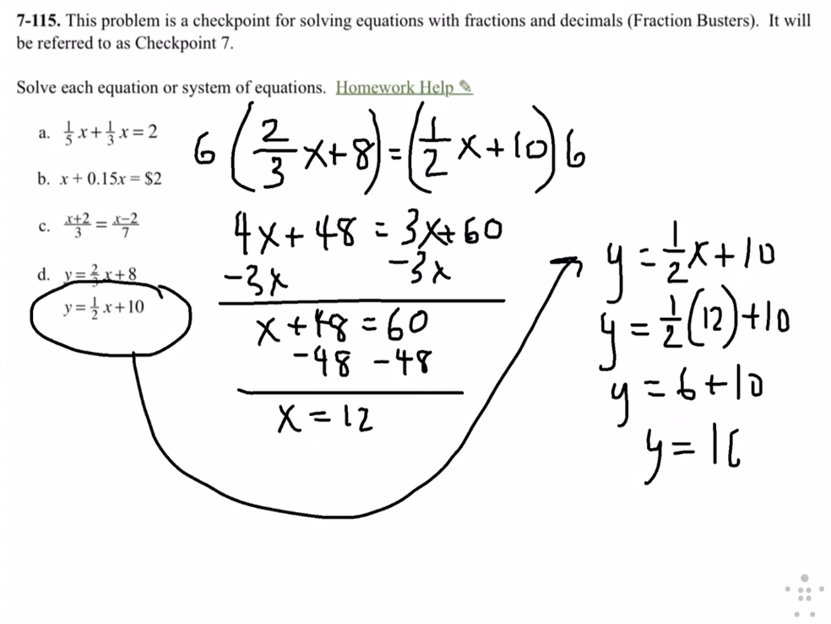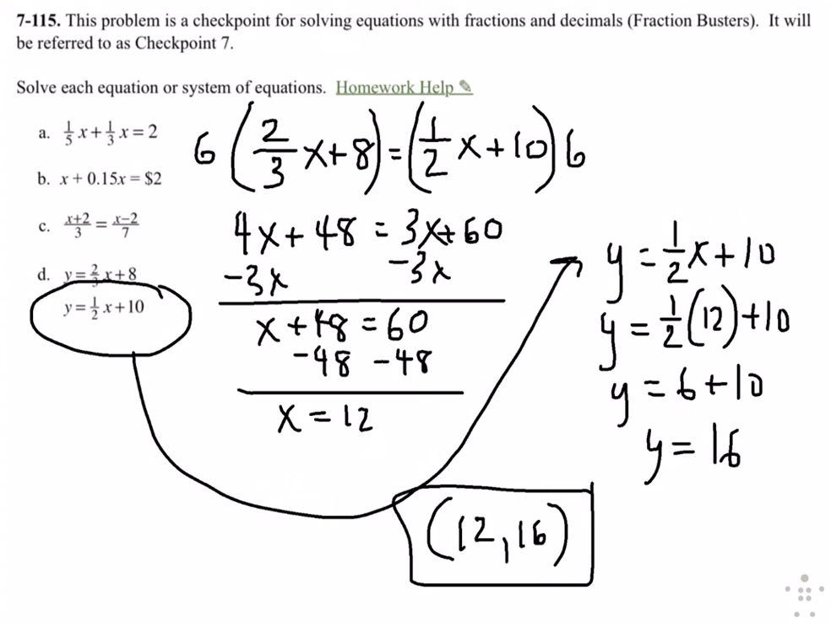y equals 16. And the answer is an ordered pair, right? 12, 16, because we're looking for where those lines would intersect. So the answer is x is 12, y is 16, and we write that as an ordered pair.